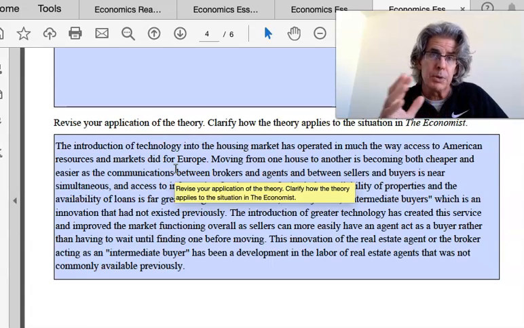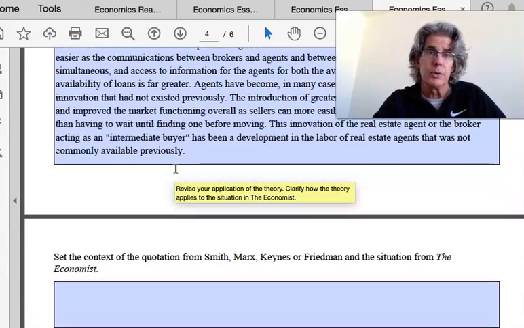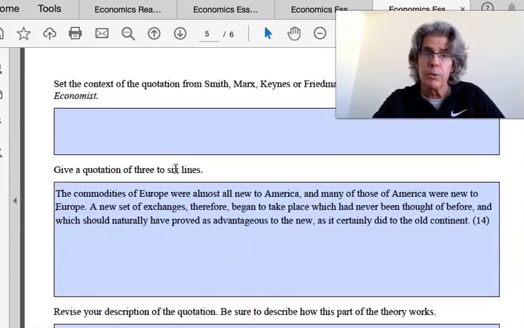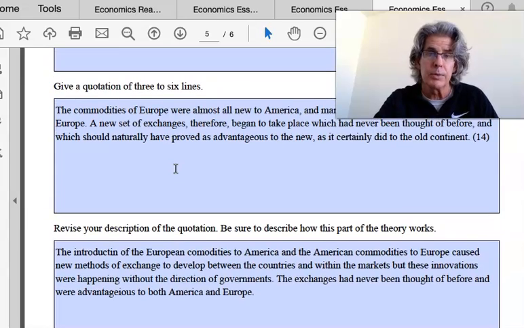It doesn't mean Smith is wrong. It just means there's a little bit of a tweak in it when it comes to today's real estate market. And that's what you'll find as you go through it. Now here is the fourth body paragraph, which I did not do. Okay, so let's do this one right now.